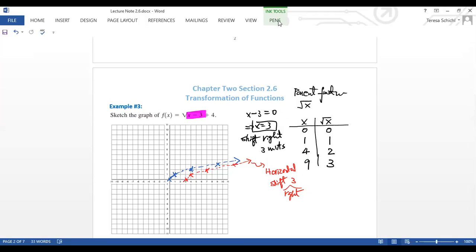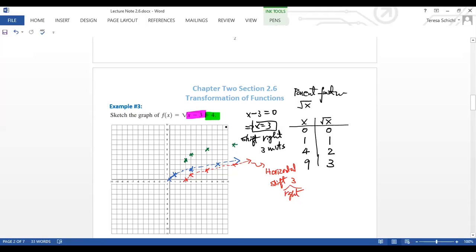Now the last operation is, I need to plus 4. That means every point from the red one, you need to plus 4. So this point here goes up 4: 1, 2, 3, 4. So this point is shifted over here. Then this point, add 4: 1, 2, 3, 4. This point shifts to here. Then this point, add 4: 1, 2, 3, 4. Then this point, add 4: 1, 2, 3, 4.